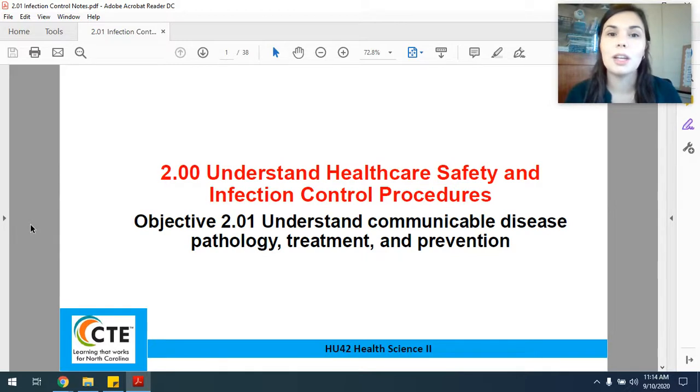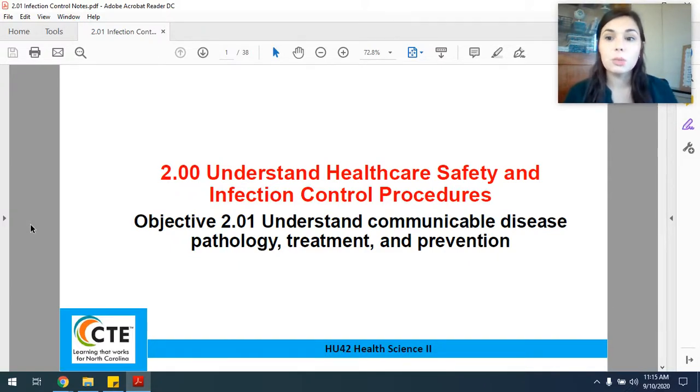And if you go on to work in a healthcare field later on, it is also very important to understand all of those measures of safety and precaution that you have to take regarding infection control. So the first objective that we're going to be talking about is Objective 2.01, Understanding Communicable Disease, which just means infectious disease or diseases that can be transmitted from person to person.